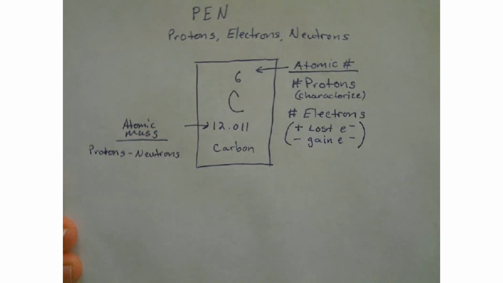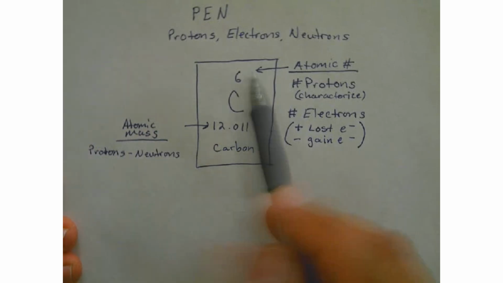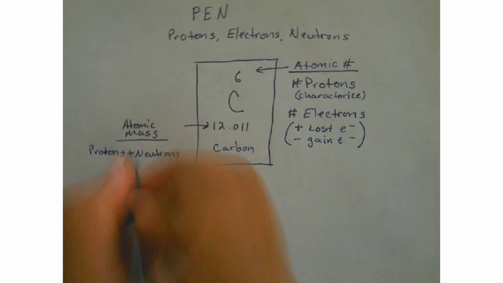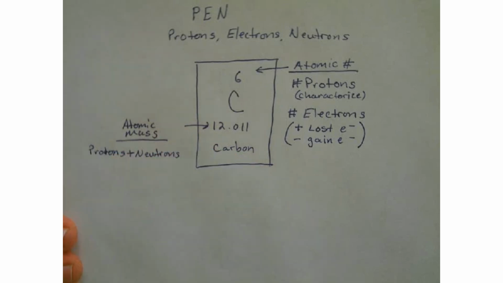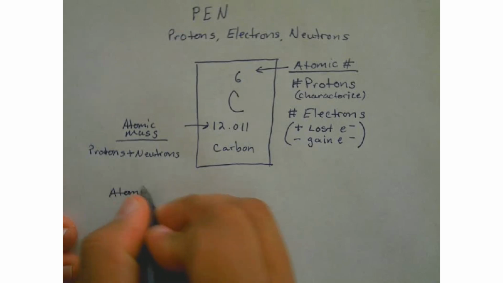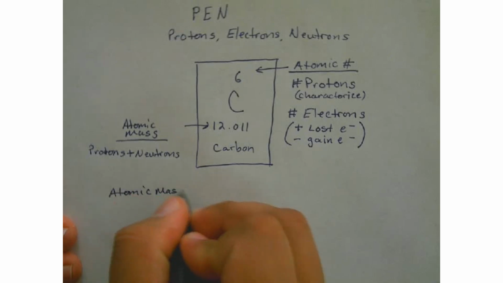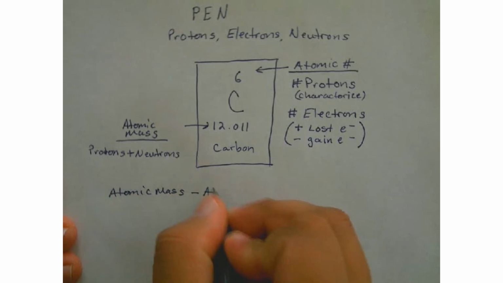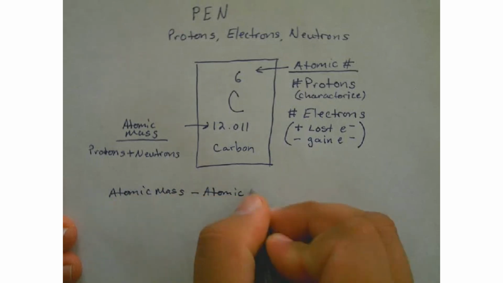Well, how do we find neutrons? Well, do we know the number of protons? Yeah, we know the number of protons. So if protons plus neutrons makes up the mass, all you got to do is take out the number of protons, and that will tell you the number of neutrons. Okay? So let's do that real quick. So we know if we take the atomic mass and we subtract out the atomic number, that equals neutrons.